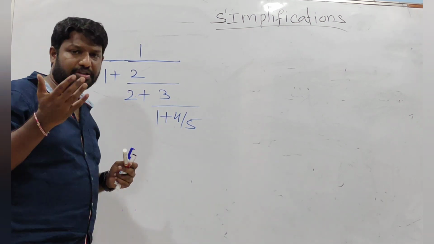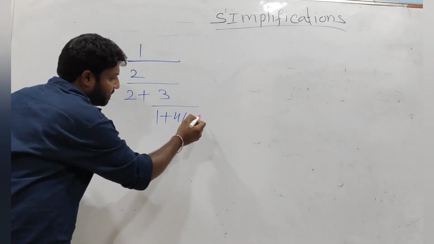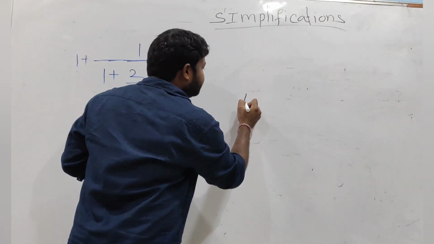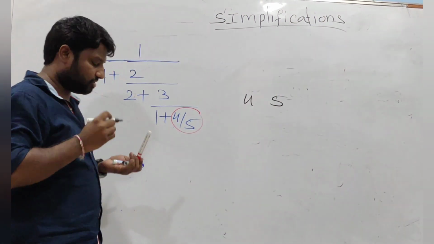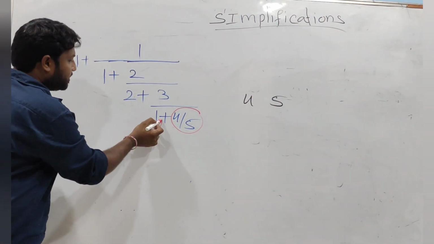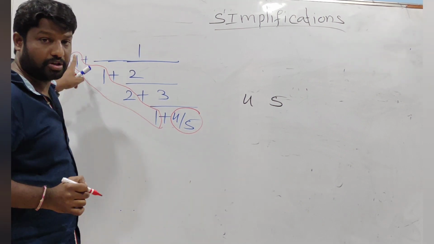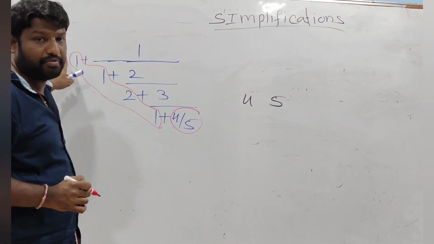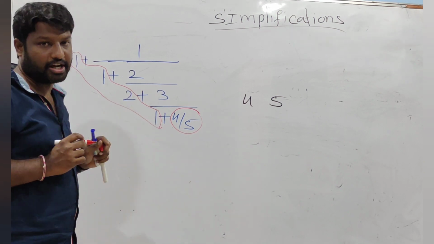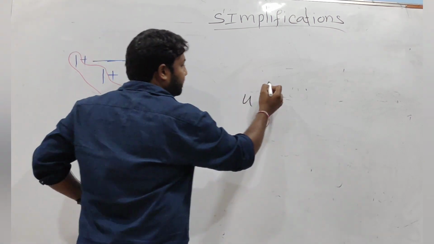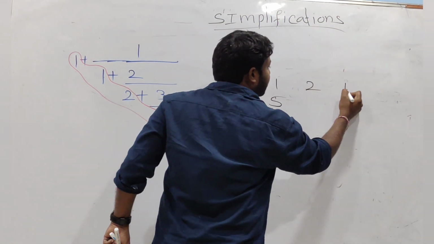So same model, same thing, you start from here. Here 4 by 5, so write 4 and 5. Next, you will write these values up to here. Start from here: 1, 2, 1, 1. All are plus, so I take all plus only. You can start inside 1 to 1 1.